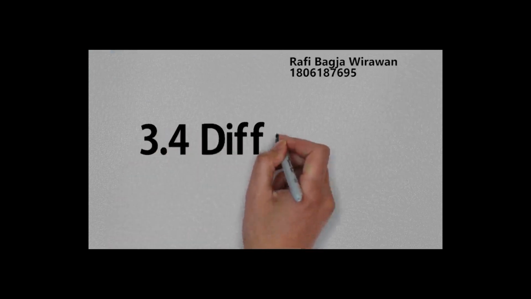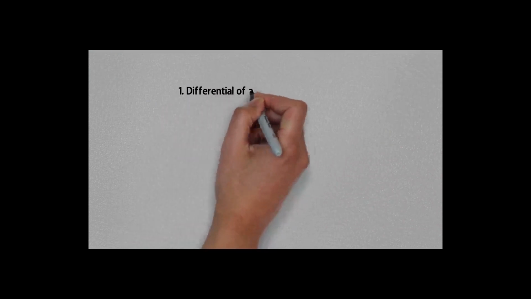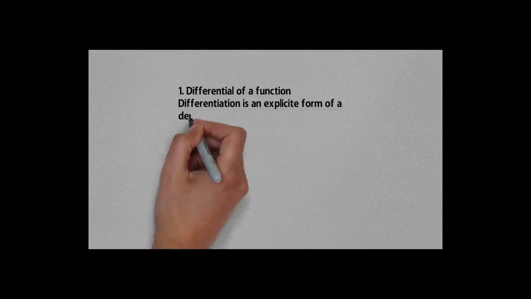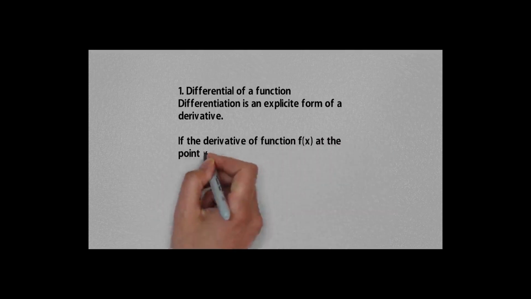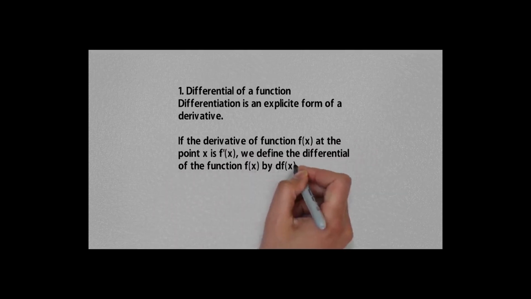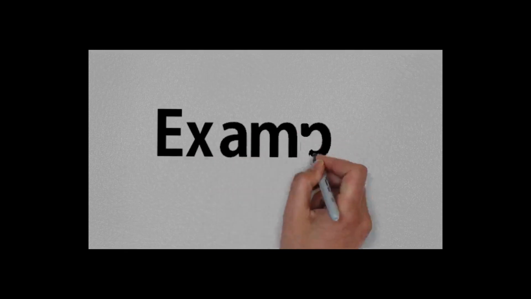3.4 Differential. Differentiation of a function. Differentiation is an explicit form of a derivative. If the derivative of function f(x) is f prime of x, we define the differential as df equals f prime of x dx, where d means derivative. What is dx? dx is the differential element. And here is the example: y squared equals x squared plus c, where c is a constant.